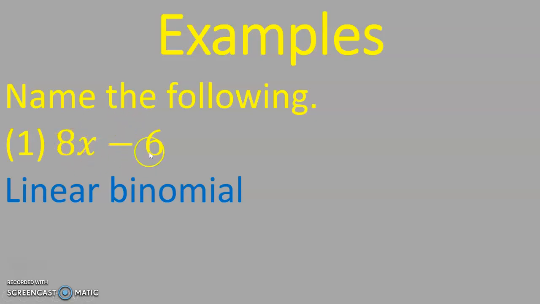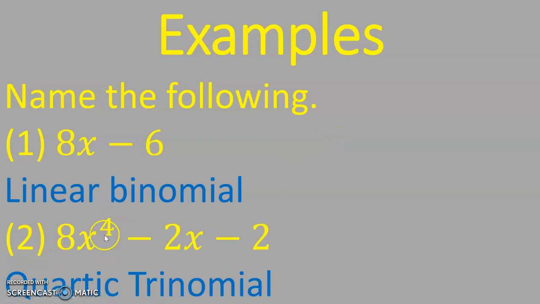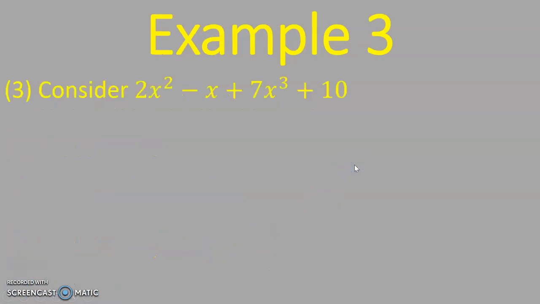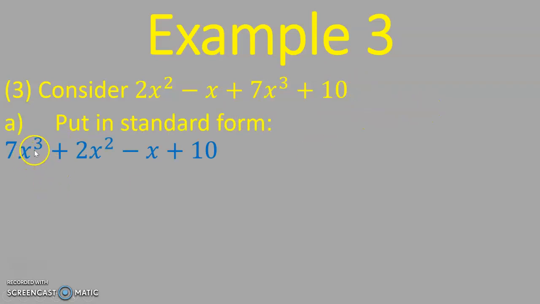Terms, remember, are separated by plus and minus signs. This would be a quartic trinomial. Highest power 4, that's what degree is, and we have 3 terms. Third example, let's look at this polynomial. That's not in standard form, which is fine. It's still a polynomial because it has all whole number variable exponents. So let's put it in standard form. So we rearrange it 3, 2, 1, 0. Notice again the negative stays with the x.